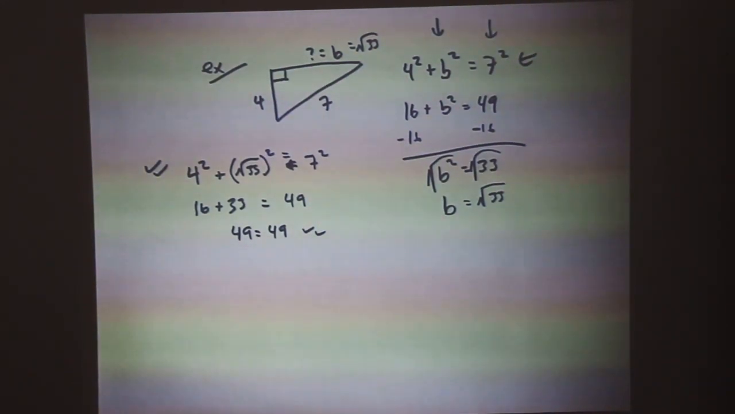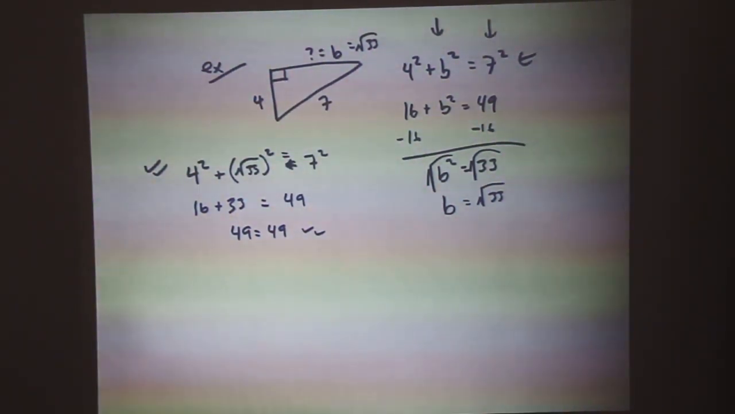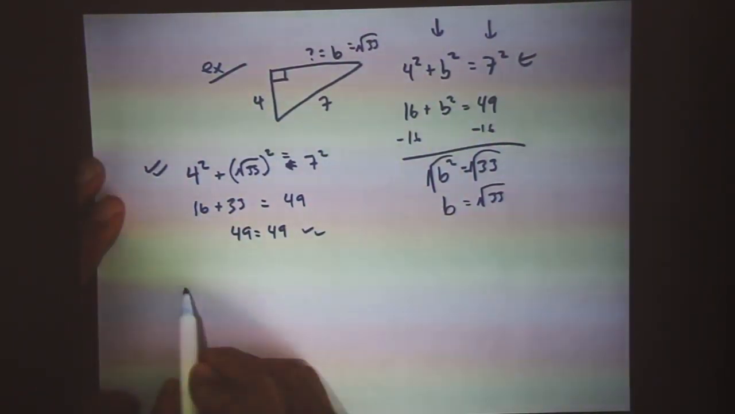That's it for Pythagorean's theorem exercise problems. You'll probably work some in your work to practice how you set up the theorem and solve for the missing side, and that is it for today.